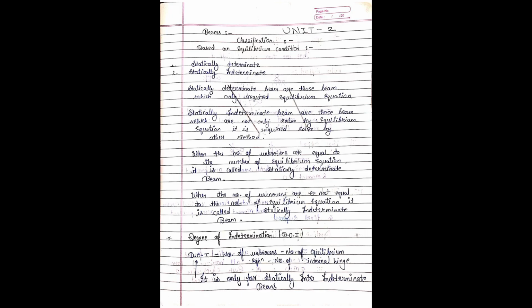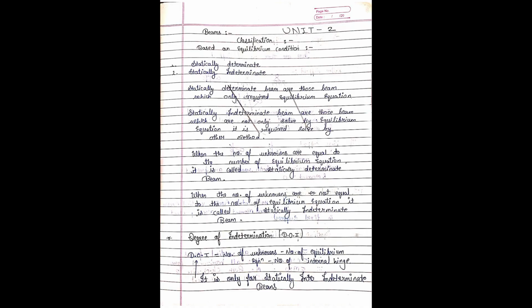Now, what is a beam? A beam is a structural member whose one dimension is very large as compared to the others, and which carries the external loads. It is generally horizontal. This is the definition of a beam. It means its length is very large as compared to its width and depth. So it is a beam.